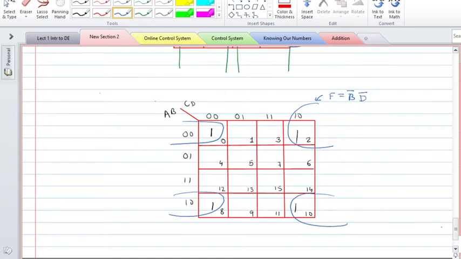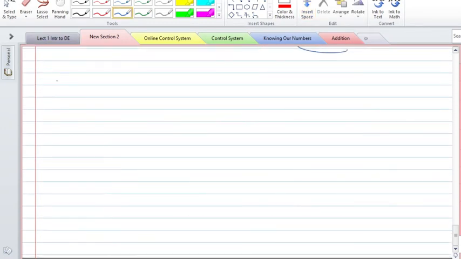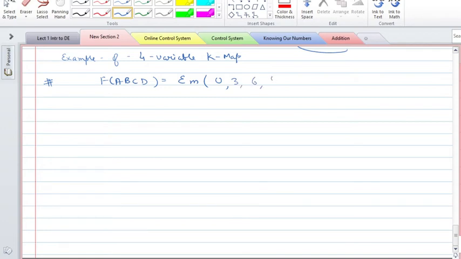Okay, so let's have an example, and there are so many different possibilities of forming groups of 2 cells. Then let's have an example of a 4 variable K-map. Suppose the question is function F(A, B, C, D) equals summation m 0, 3, 6, 8, 12, 14 and 15.